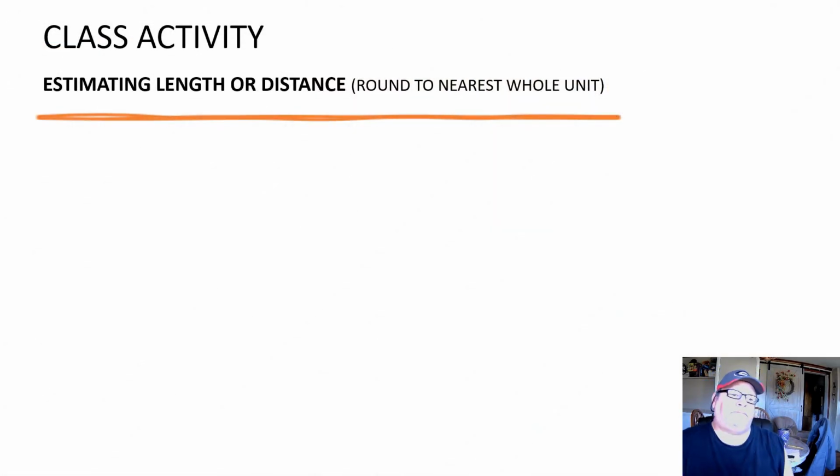All right, so right now we're going to do a little class activity, estimating the length or distance, and I want you to round to the nearest whole unit. And we're not going to take much time on this. We have, I think, about 7 or 8 questions, I forget. But I'm only going to give you a few seconds for each one. There's no whole lot of thinking going on. Think of it, write it down. Just come up with something. All right, let's get started.